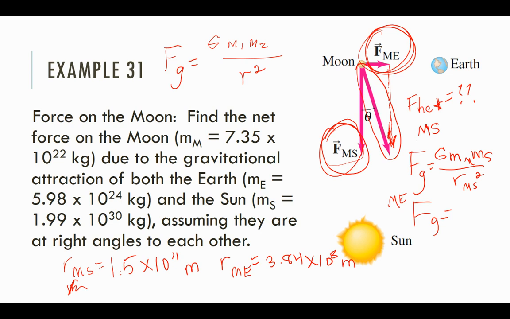Pause the video, solve for them, see if you can get them. And even if you want, use the Pythagorean theorem to solve for the net force. This isn't the final answer, just the steps in between. Actually, let me give you the final answer, so you know what you're shooting for. 4.77 times 10 to the 20th newtons is the net force, that resultant force that the moon feels being between the sun and the earth.